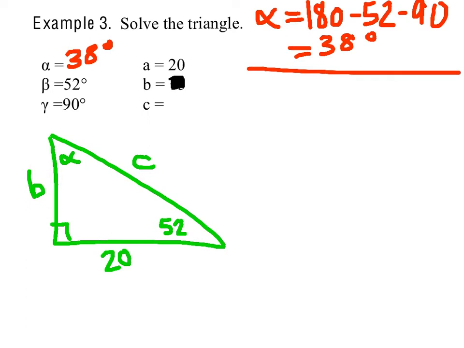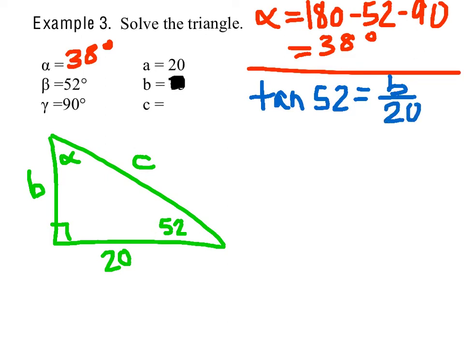B is opposite, 20, my given side, is adjacent. So right away I know I'm going to use the tangent function, since tangent is opposite over adjacent. So it's going to be the tangent of 52 equals b over 20. Now to get b by itself, all we're going to do is multiply both sides by 20. So 20 times the tangent of 52 equals b.